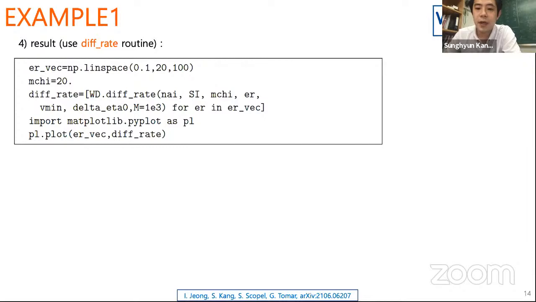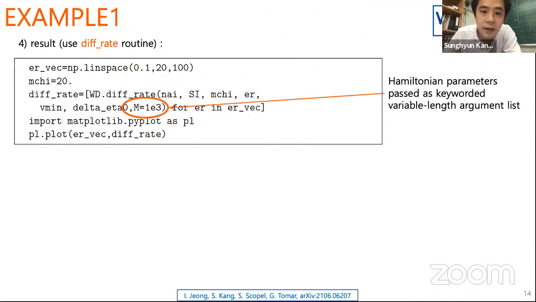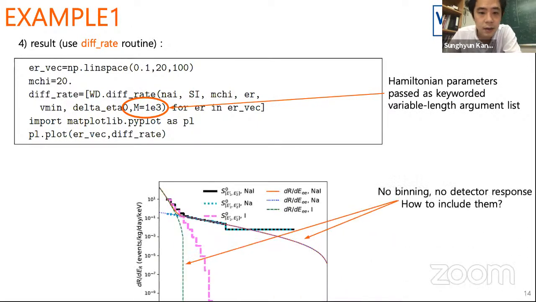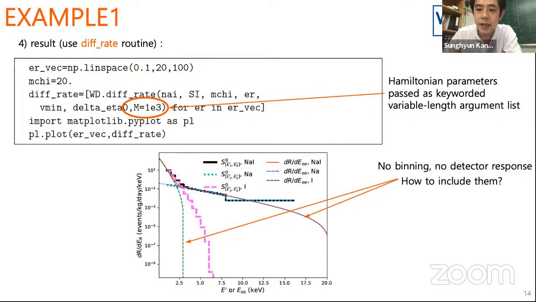Last procedure is to call the diff-rate routine. Here, this M is passed as a keyworded variable length argument. And here is a result. In this plot, sodium and iodine are calculated with different quenching. In addition to that, this plot contains results including the detector's response. How to include them, I will show you in the next example.